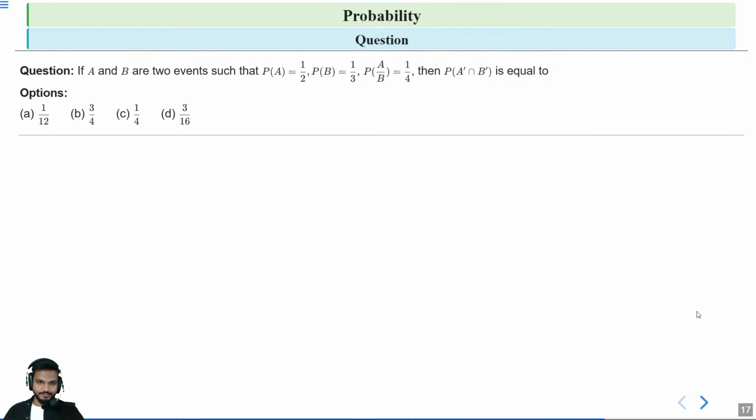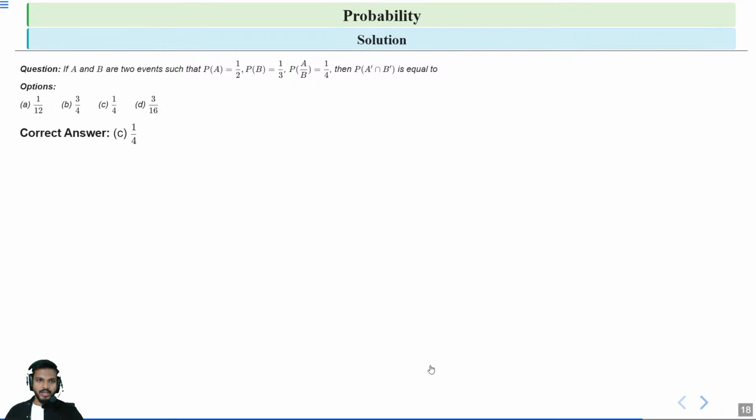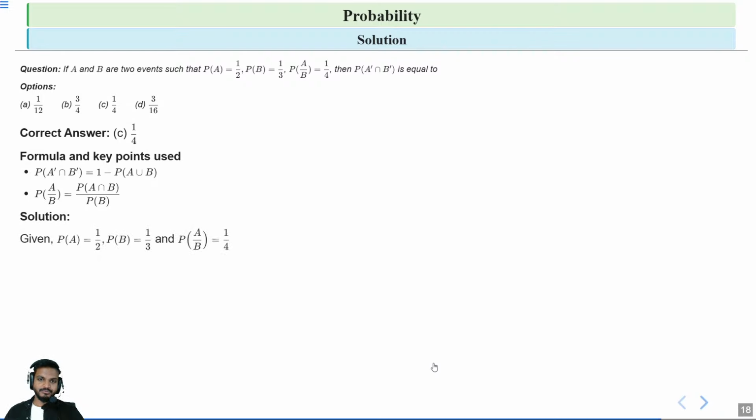Okay, let's solve. So correct answer is C, that is 1 by 4. So probability of A complement intersection B complement is, we apply De Morgan's theorem. So we get 1 minus probability of A union B. And what is the formula for probability of A given B? So that is probability of A intersection B by probability of B.